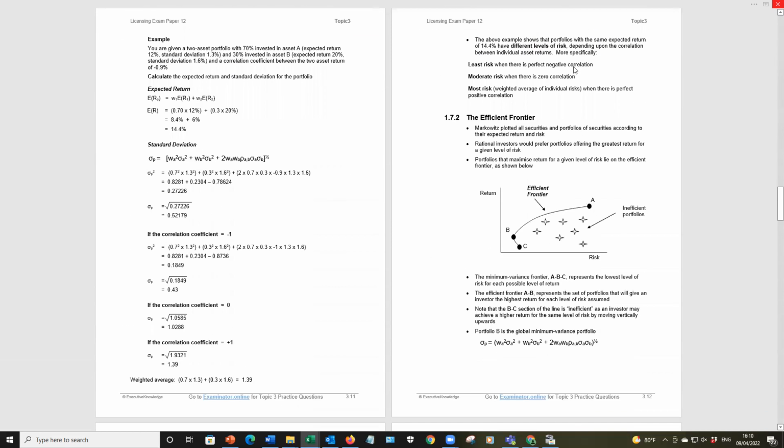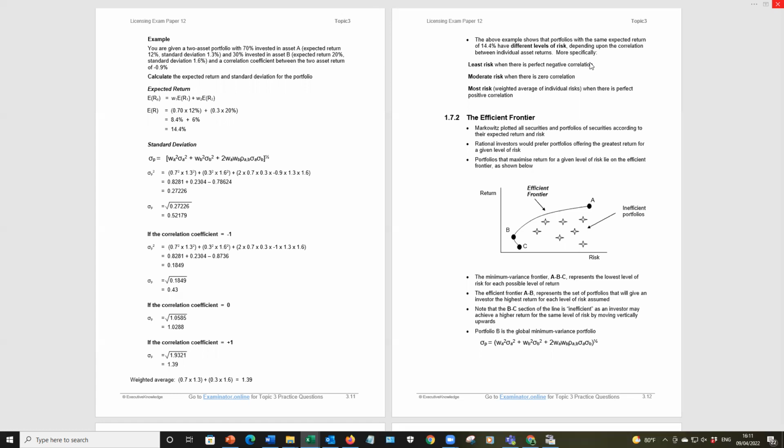Okay, so what's the example with that formula in mind? Top of page 3.11. You're given a two-asset portfolio with 70% invested in asset A, expected return of 12%, standard deviation 1.3%, and 30% is invested in asset B with an expected return of 20%, standard deviation of 1.6. And we're told the correlation coefficient between these two assets is negative 0.9, almost perfect negative correlation. So this is a good combination to reduce portfolio risk. We're asked to calculate the expected return and the standard deviation of the portfolio.